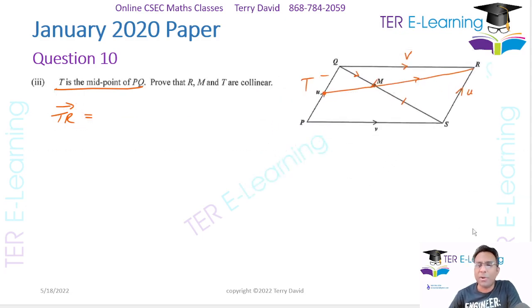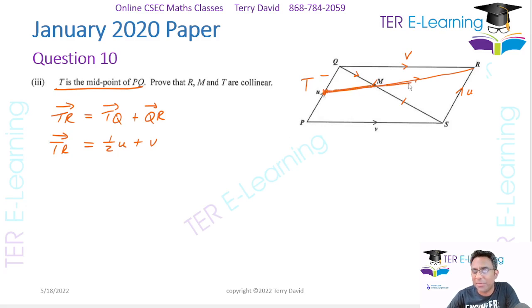All right, now I want to find TR. So TR is simply TQ plus QR. Now remember, T is the midpoint of PQ, so this is going to be a half U plus QR. QR in this case is simply V. So this is my vector TR, and TR is the full length here.